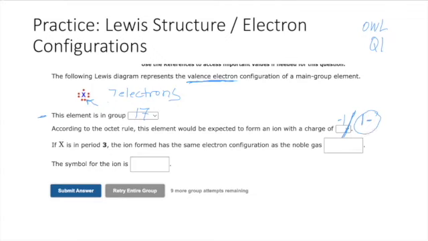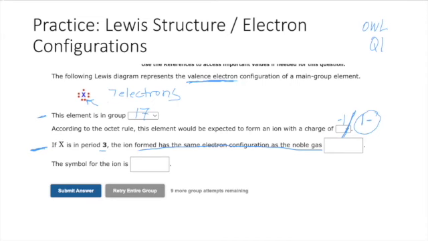So next, this is where the electron configurations come into play. It's going to tell us what period it's in, right? So if X is in period 3, yours might be a different period. The ion form has the same electron configuration as the noble gas, what?